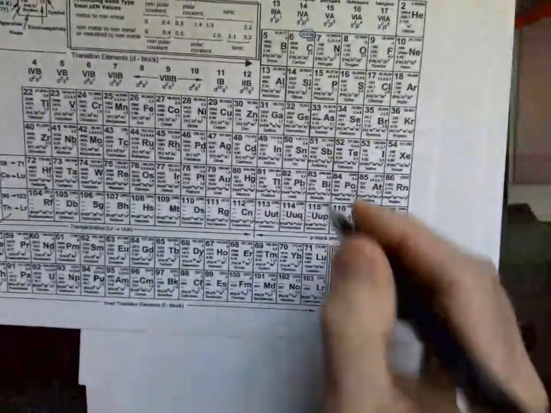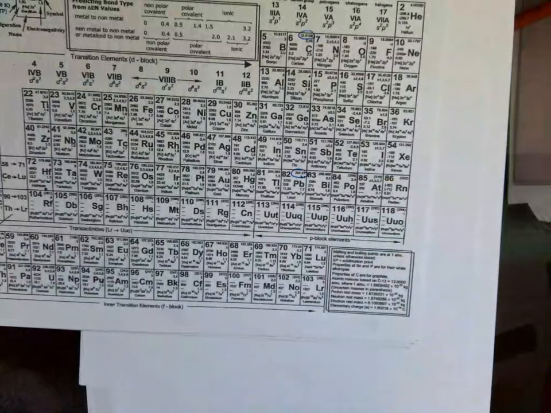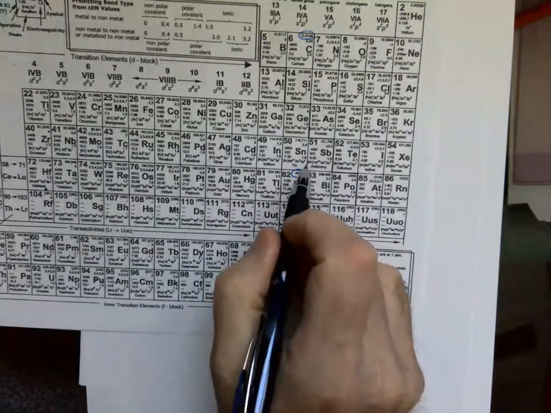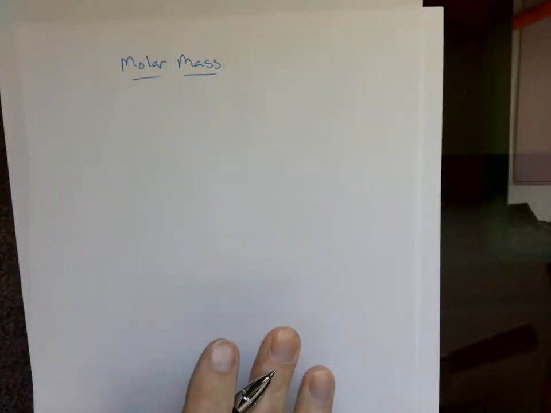But take a look at, for example, lead. If we had 1 grouping of lead, or 1 mole of lead, it would be 207. Your job this morning is just to figure out where to find these numbers on the periodic table and find out how much 1 mole of various substances weigh. So I'll give a couple of examples here.